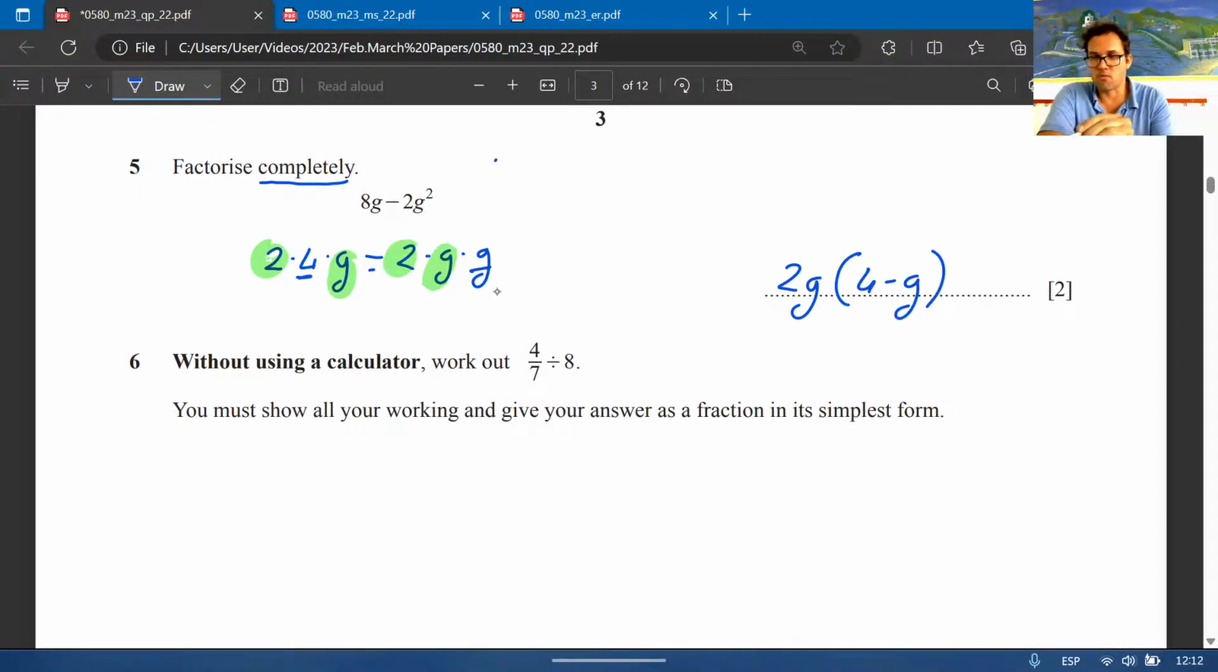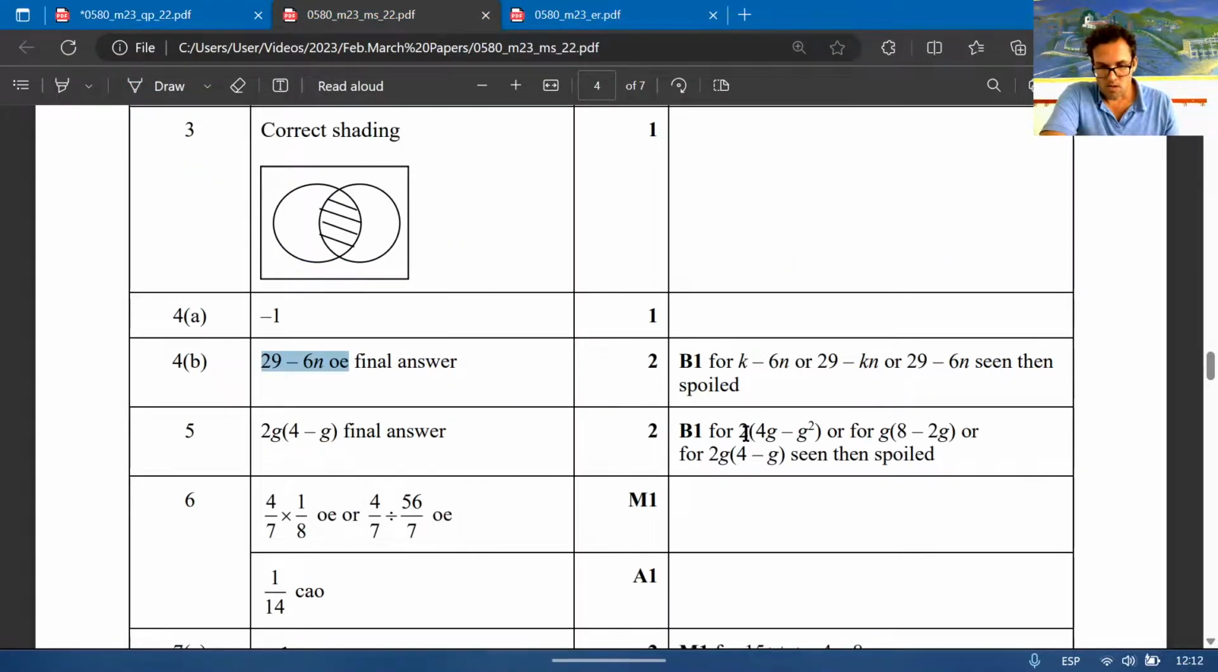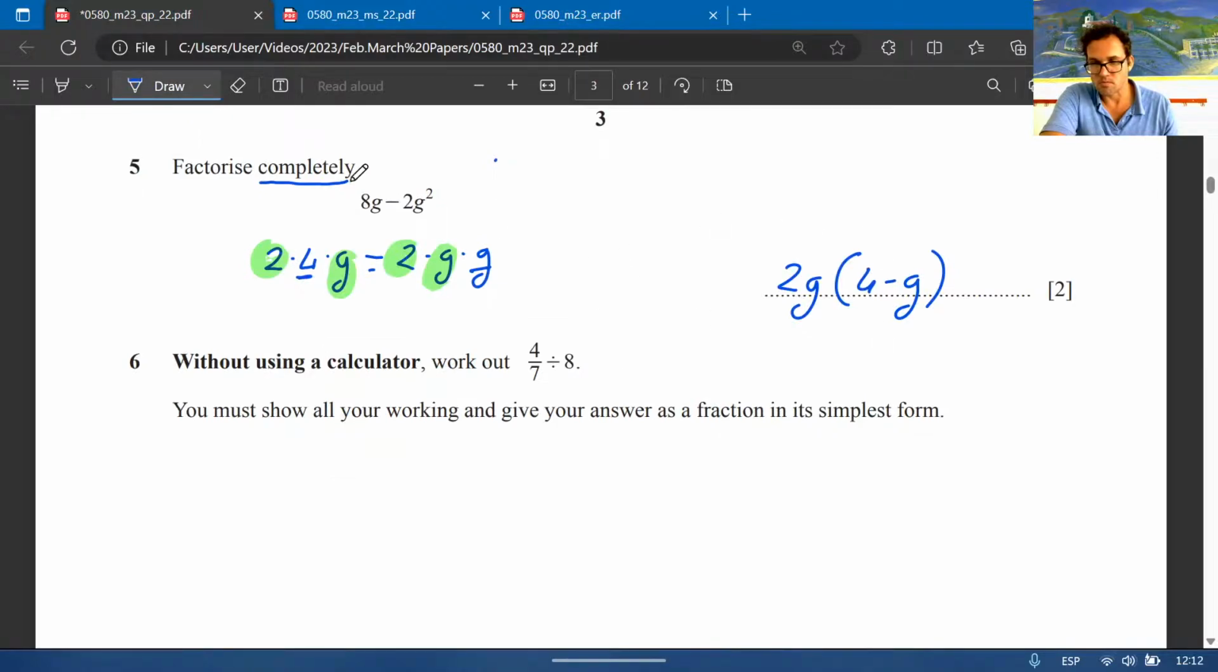And that's how you get full marks. Okay. If you only partially factorize it, you only factorize out the 2 or the g, you only get 1 mark, of course. Completely means you need to factorize out both the 2 and the g.